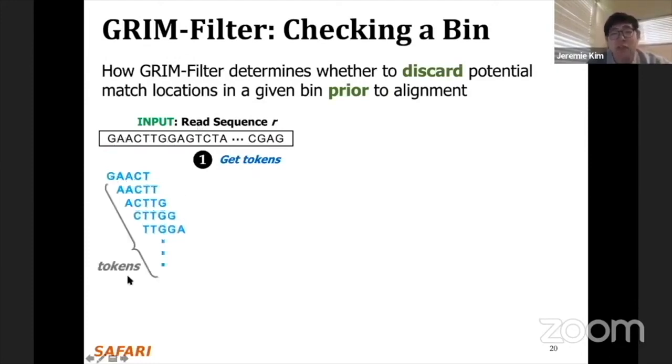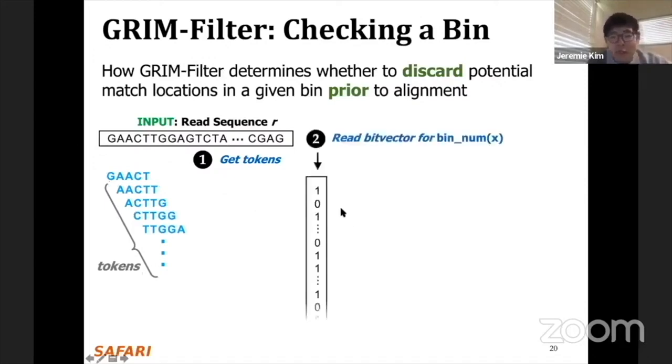And then we basically want to see how many of these tokens exist within a bin of a particular location in the reference. If you think about it, more occurrences of tokens shared between a read and a bin indicate a higher likelihood of that read existing within the bin, or that read matching well within the bin. So if there's an error here, maybe a couple of these tokens will be missing, but if everything else is there, then for the most part, you'll have a high number of token matches.